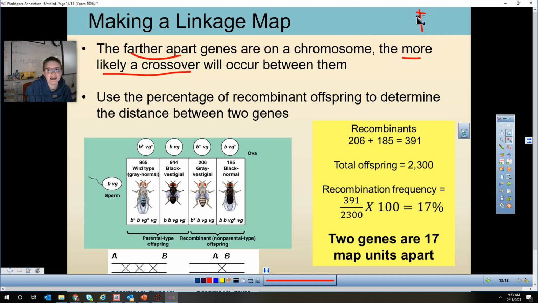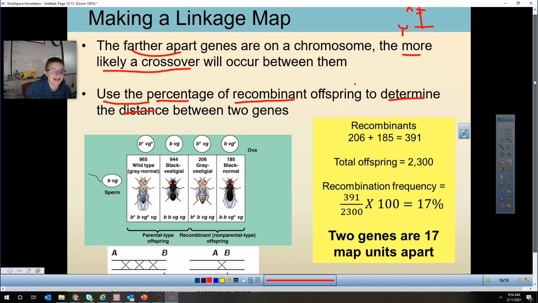So those genes A and B are not likely to cross over very often. They'll have a really low recombination frequency. But like A and Y, since they're further apart, they'll have a higher recombination frequency. So we can use the percentage of the recombinant offspring to determine the distance, which is really cool. So we use the recombination percentage to determine the distance between two genes. I think this is the neatest thing.